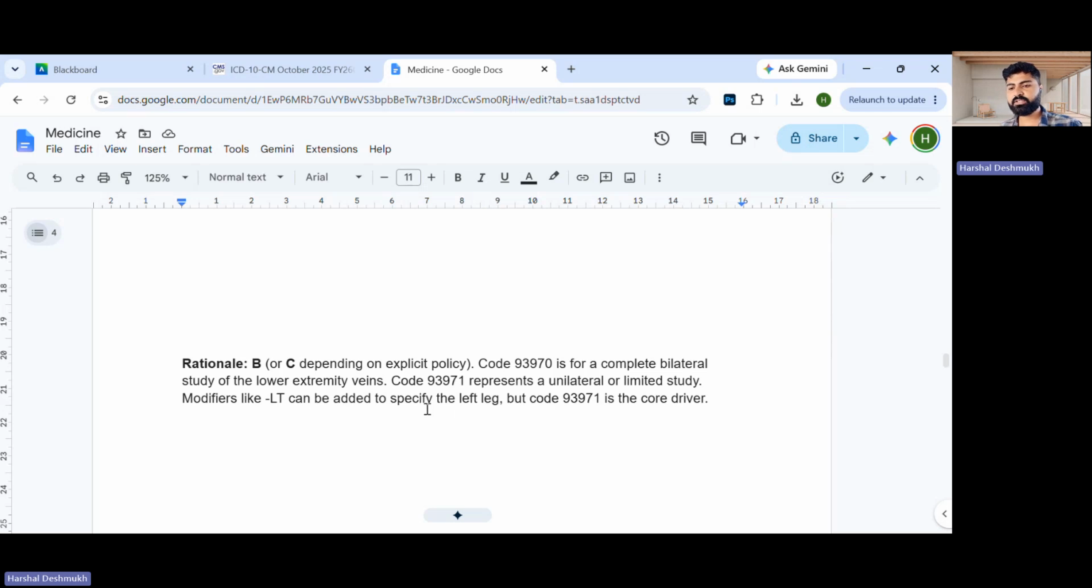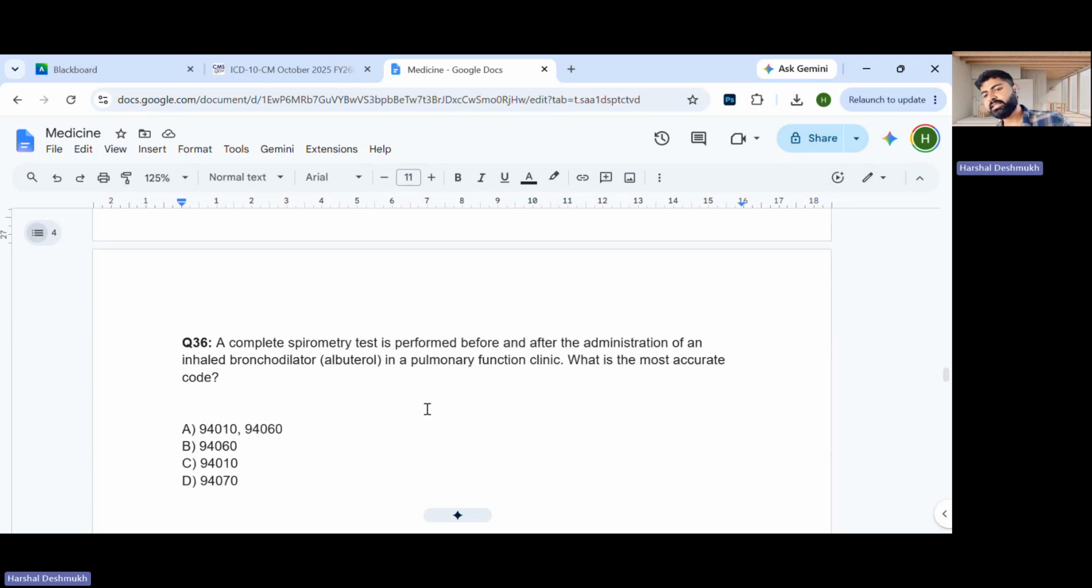All right. Next, going on to question number 36. A complete spirometry test is performed before and after the administration of a bronchodilator in a pulmonary function clinic. What is the most accurate code to be coded here?